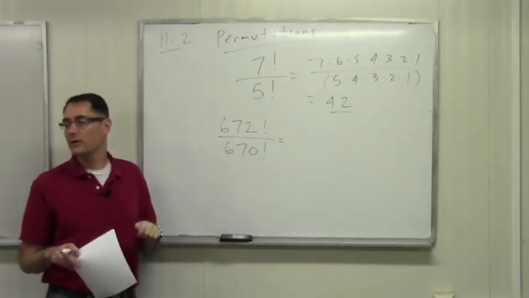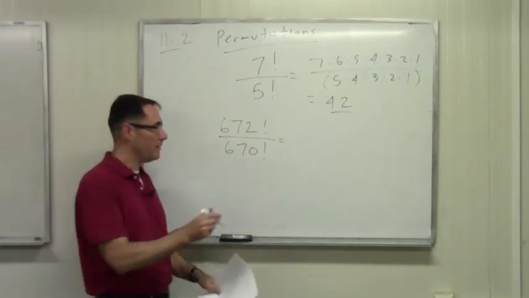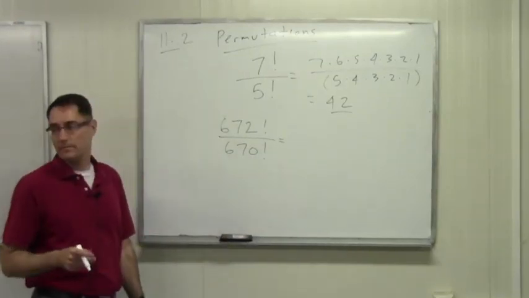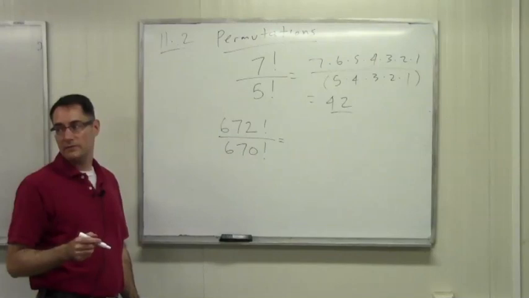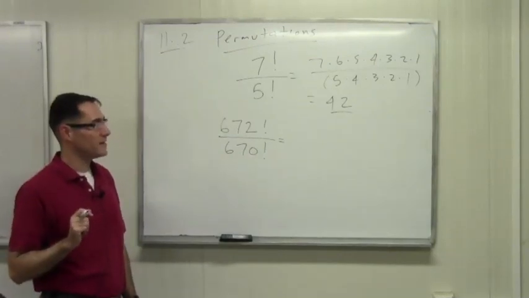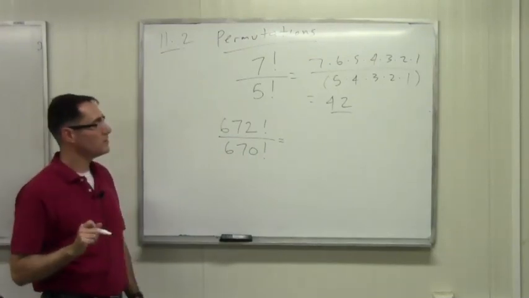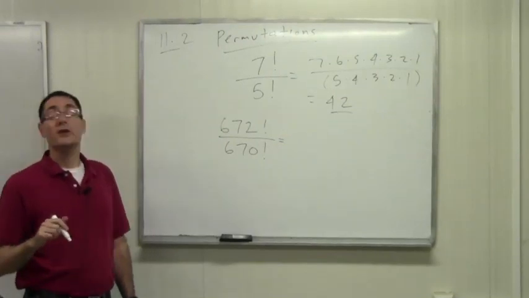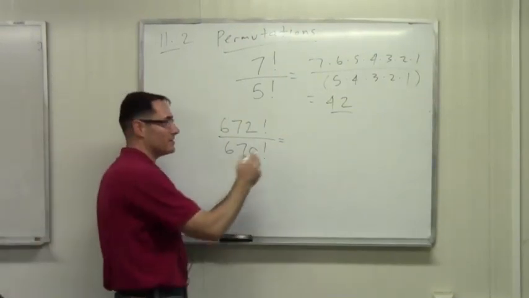Question. This is my understanding of how to do that. Correct me if I'm wrong. If you got 672 factorial over 670 factorial, can't you just multiply 672 times 671 and get the answer? You can. Watch what happens.